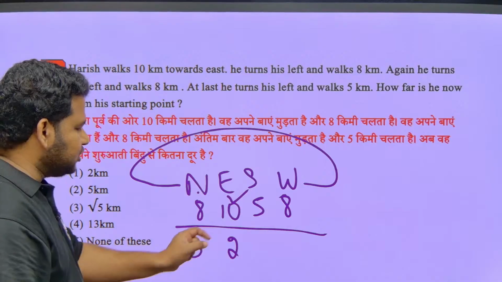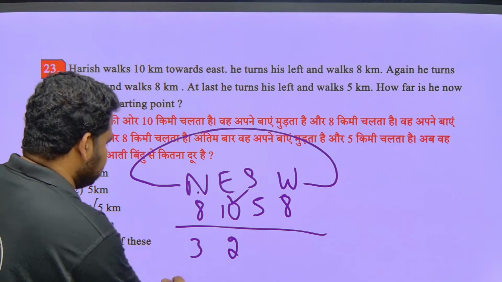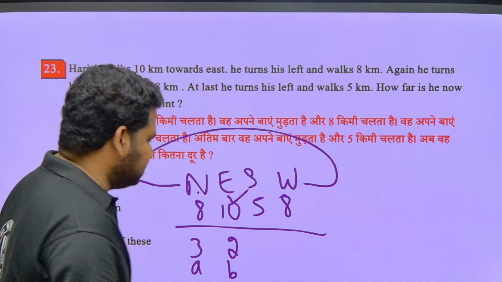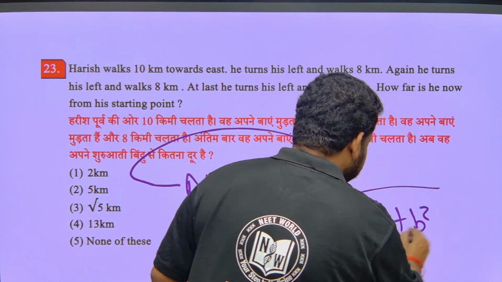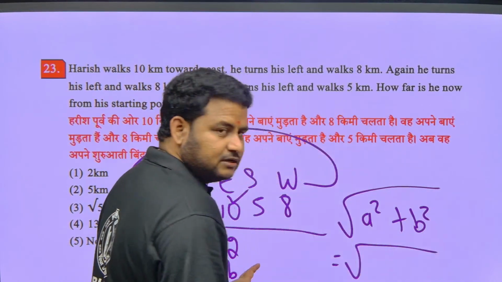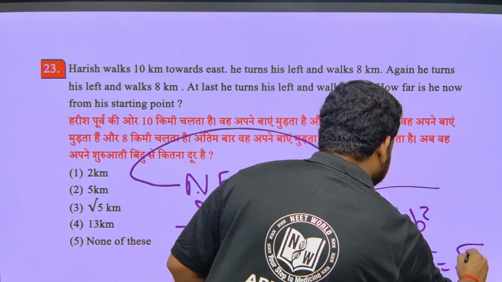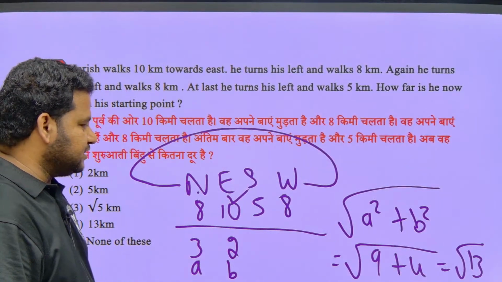Now, we got 3 and 2. To find the actual distance, let me call them a and b. I should write it as square root of a square plus b square. That is 3 square, which is 9, and b square is 4. So, that is square root of 13. So, the answer is square root of 13.